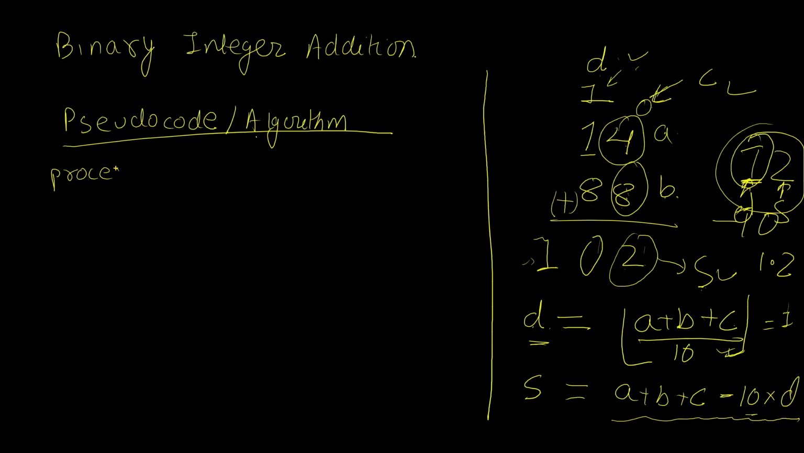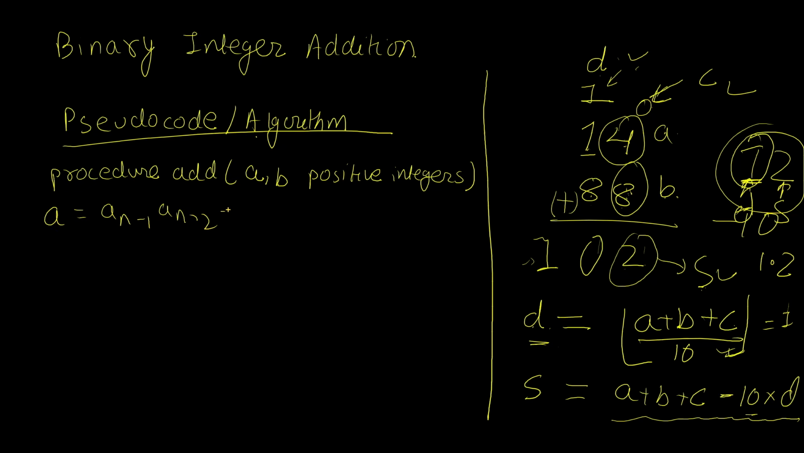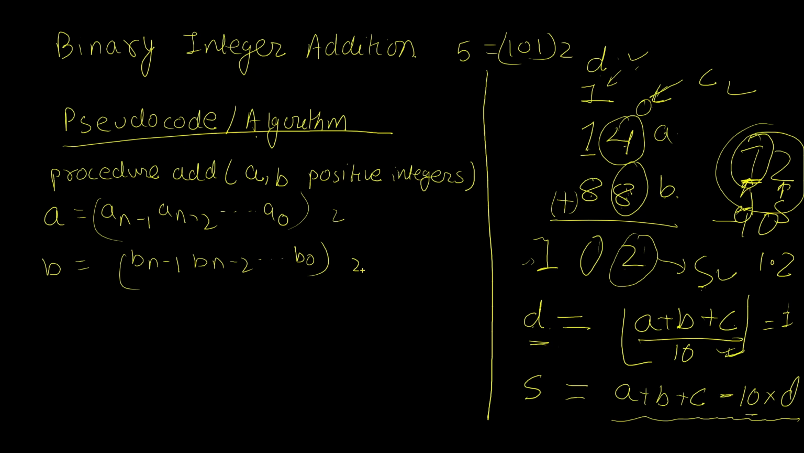We say a procedure add which takes two positive integers. And in order to do the addition, I need to divide them into individual bits, right? So let me divide A and B into individual bits. I'll assume A is equal to a_{n-1}, a_{n-2}, and it goes up to a_0. Okay, so this is just a binary representation of a number. It's like saying, let's say 5 equals 101 in binary. So just breaking it into a binary number. So similarly, we assume B, and this is also base 2.